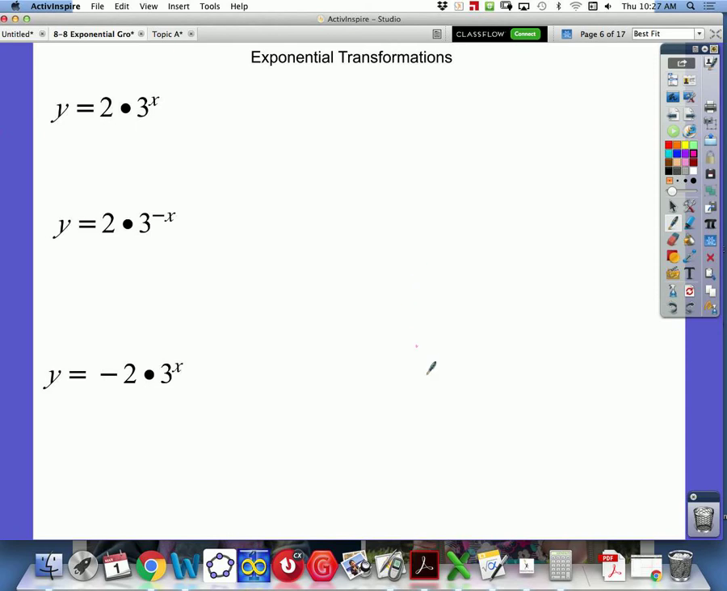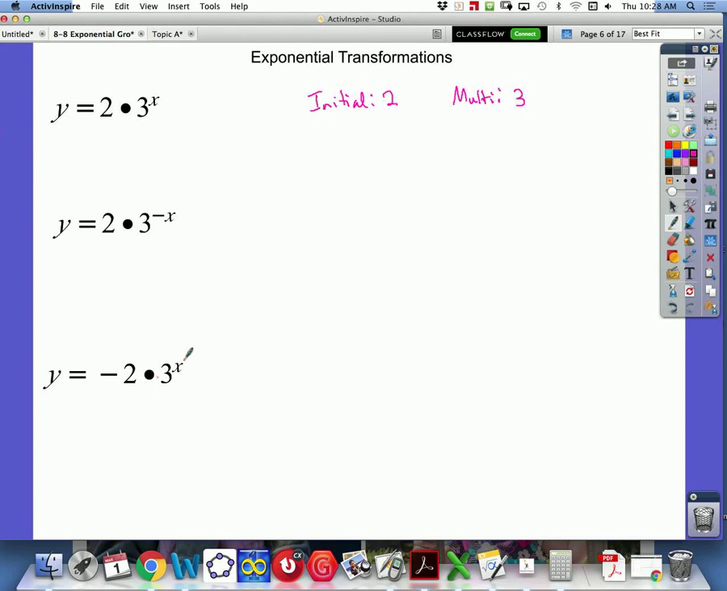So first, we're going to look at the equation y equals 2 times 3 to the x. If we go back to our last lesson, we know that this means our initial amount is 2, and our multiplicative rate of change is 3. So it's growing by a factor of 3 every time.